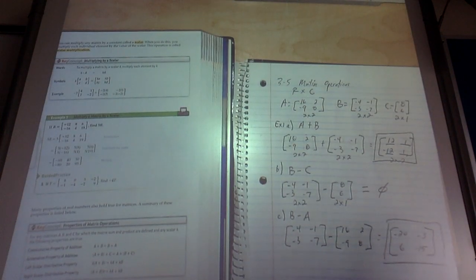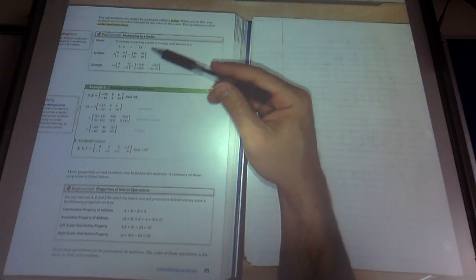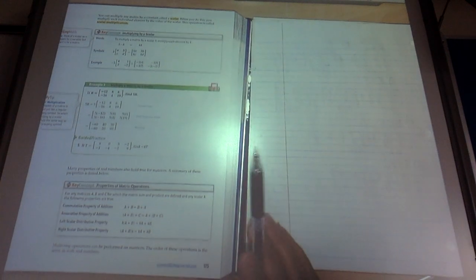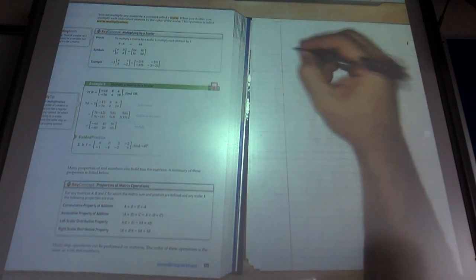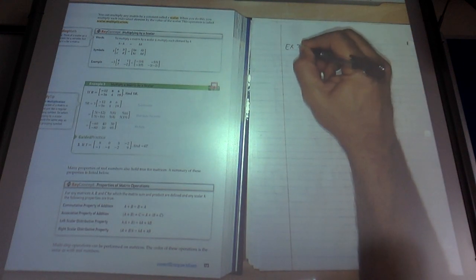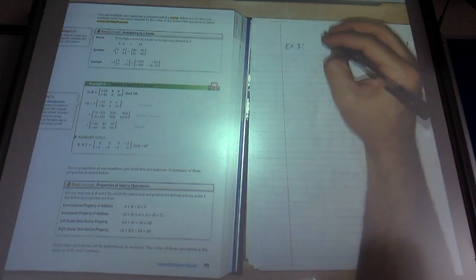So now we're going to do this thing called scalar multiplication. All a scalar is, is a coefficient for a matrix. So here's kind of the rules. If you like having a step-by-step deal, there's the rules. We're just going to go into it. I'm going to example 3. Okay? And it says this.